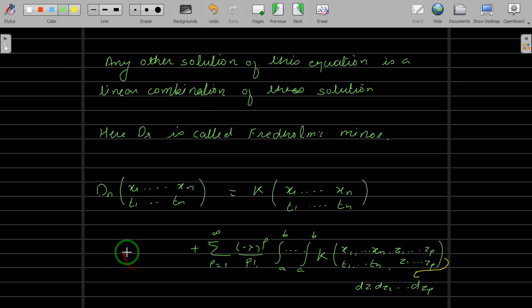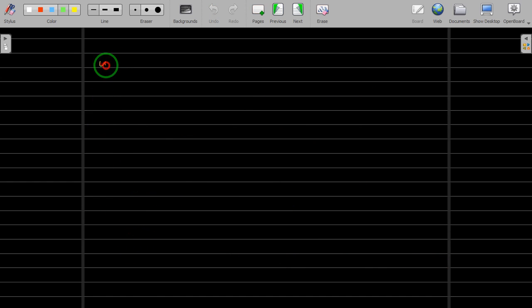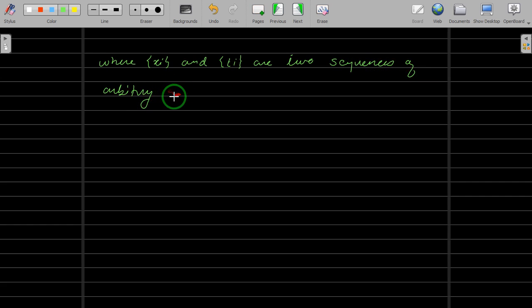And again let me see what these x_i's and t_i's are on the next page, where x_i and t_i are two sequences of arbitrary variables. The proof we can check, and again we can check the third theorem as well.